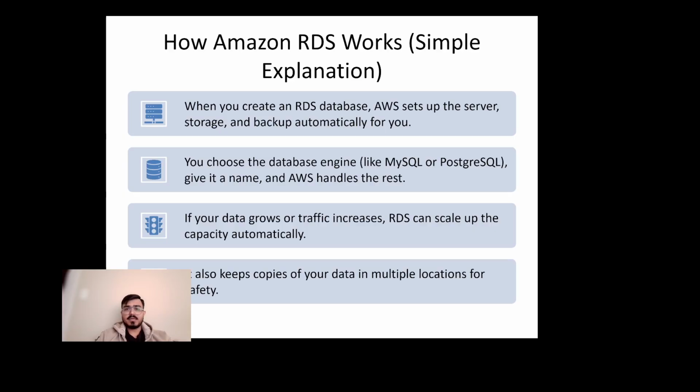So how does AWS RDS work? A simple explanation. When you create an RDS database, AWS sets up everything behind the scenes, the server, storage, and backup. You pick your database type, for example, MySQL, give it a name, and AWS handles the rest. If your app gets more users, RDS can automatically scale up to handle more data traffic. It also stores a copy of your data in a different location for extra safety. So even if something fails, your data stays online and secure.